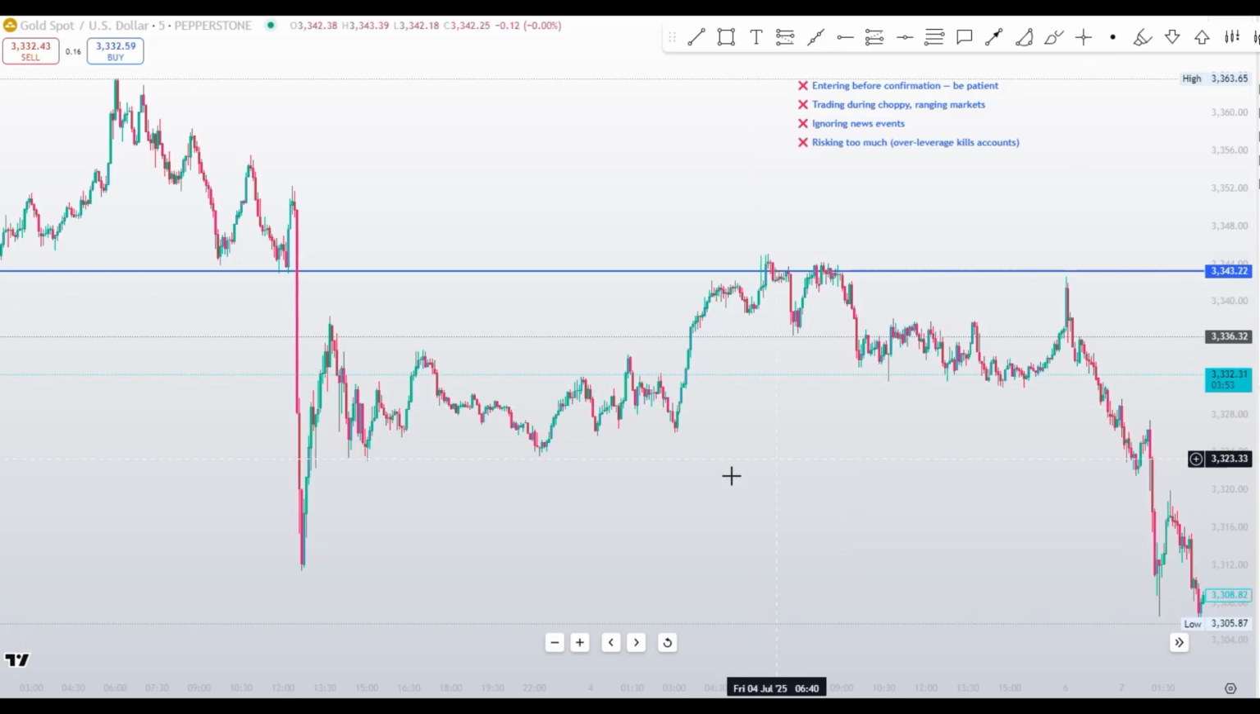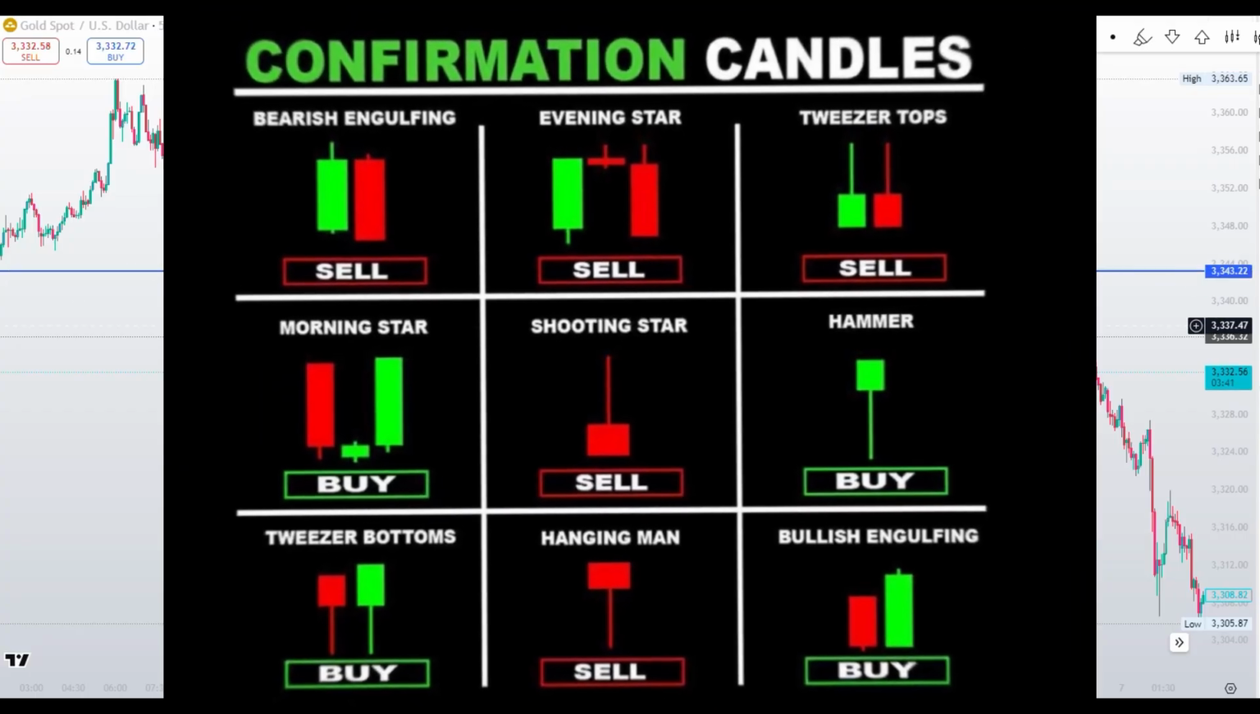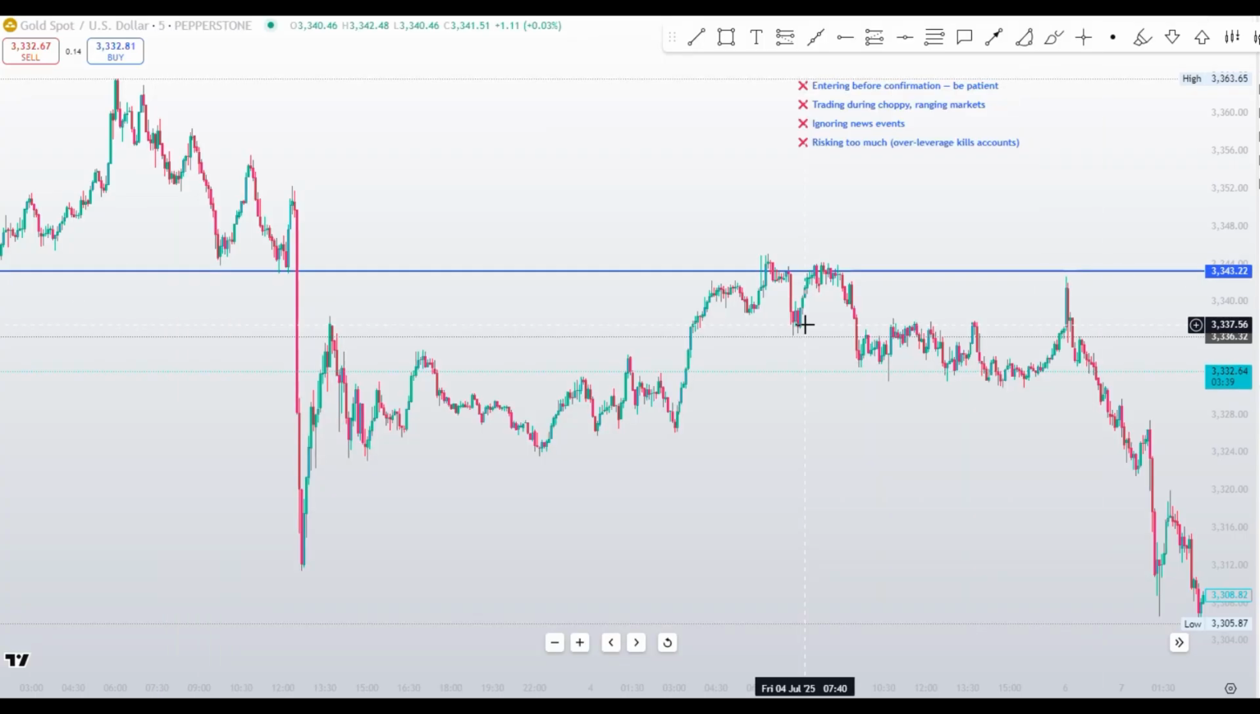We're not going to be trading in choppy markets when price action is sideways like this. We're literally going to wait on that full retest. And then when we get those confirmation candles, these lovely confirmation candles, then we get in on a sell.